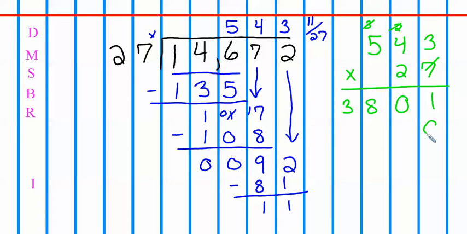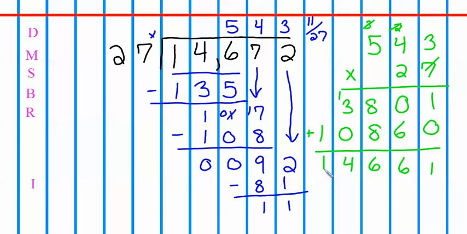Now we need to automatically add a 0. 2 times 3 is 6. 2 times 4 is 8. And 2 times 5 is 10. We need to add up both rows of work. 1 plus 0 is 1. 0 plus 6 is 6. 8 plus 8 is 16. 3 plus 1 is 4. And 1 plus nothing is 1.